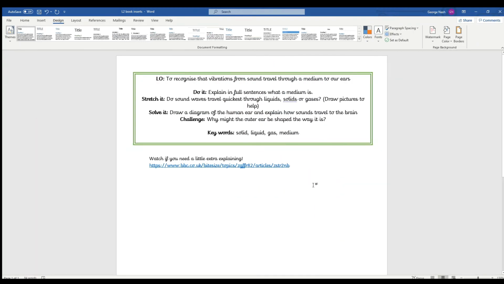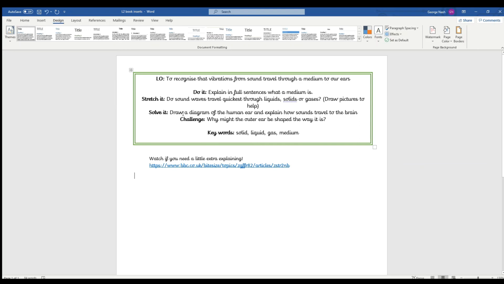Okay, so here is the insert we would be putting in our books in school. Same learning objective here. Now I'll do it: explain in full sentences, so not one word, full sentences, what a medium is. So you might want to go back to the video to remember if you can't quite remember what the medium is. Stretch it: do sound waves travel quicker through liquids, solids or gases? And you might want to draw pictures to help you. So maybe draw pictures of the molecules that you remember seeing.